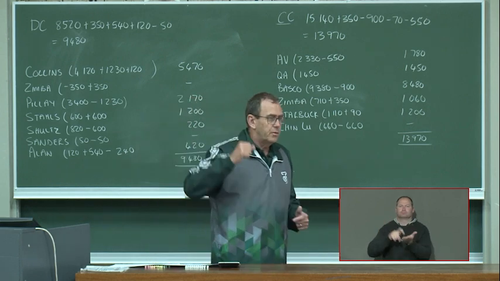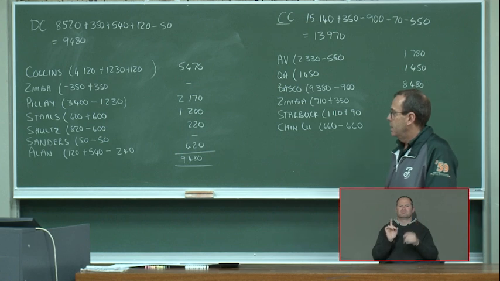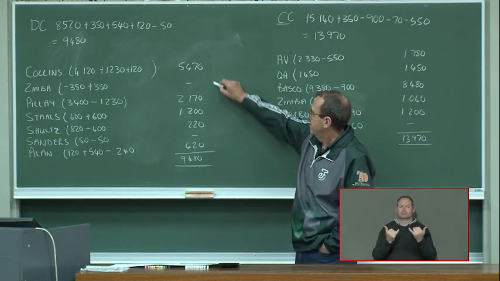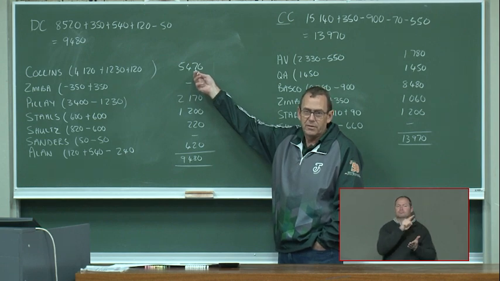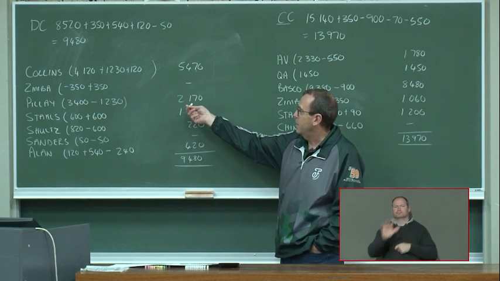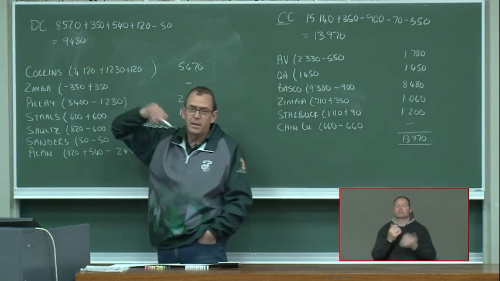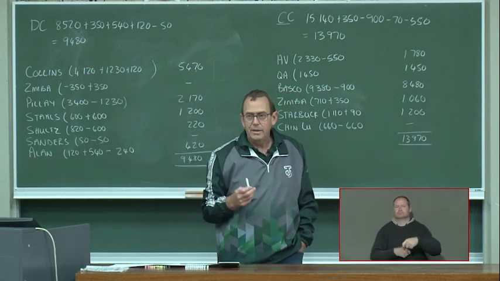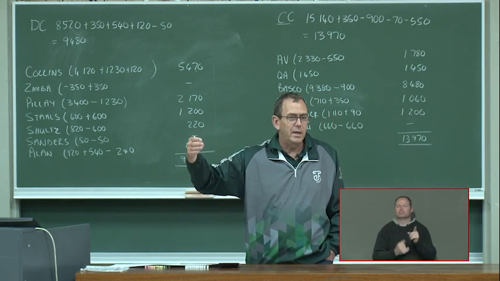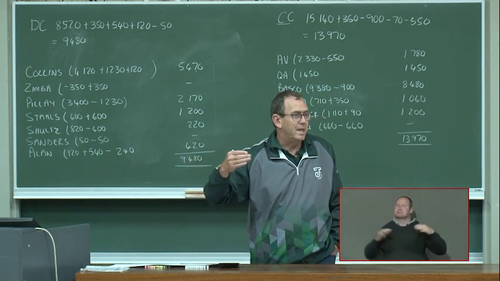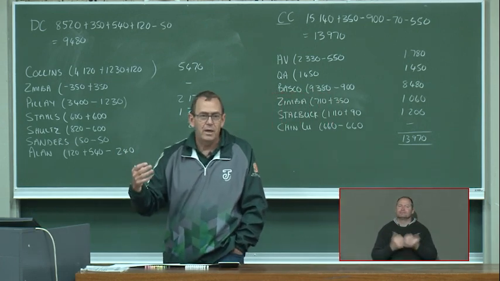Just before we start with the question, what is an age analysis? If we look at our debtor's ledger, it tells us Collins owes us 5,470. And it says Pele owes us 2,170. And the debtors owe us 9,480. But it doesn't tell us for how long they have been owing us that money. So a debtor's age analysis tells us for how long he owed us that money.